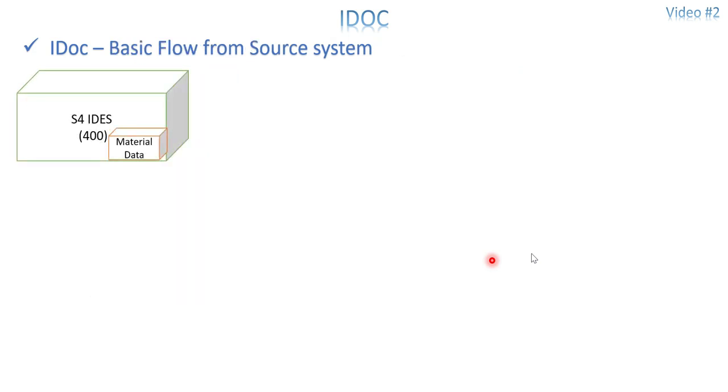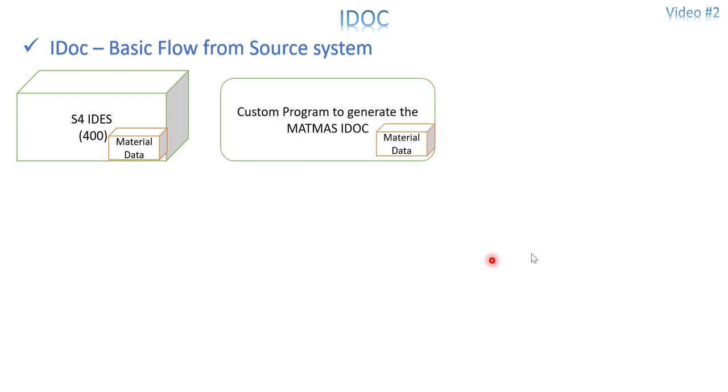And what else? This is a graphical representation for your understanding. I have material data in my source system S4 IDOC, and I'm going to generate an IDOC for this material data. You know what a message type is: MATMAS. What is the basic IDOC type? MATMAS05 is the maximum version in my system.